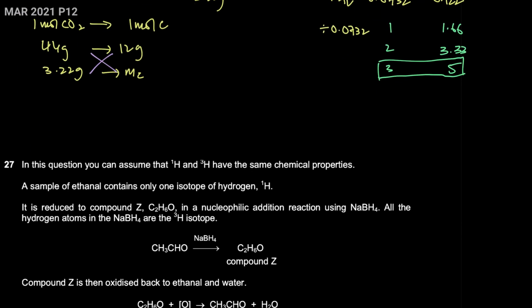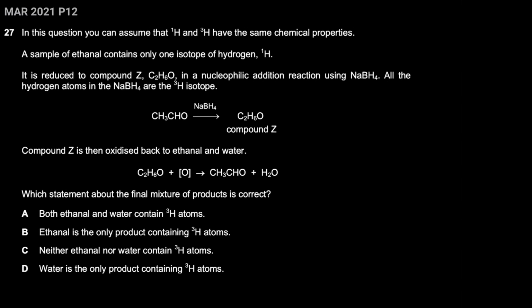Now the next question that we have is question number 27. Now this question says, in this question you can assume that hydrogen 1 and hydrogen 3 have the same chemical properties. There are 2 different isotopes of hydrogen. A sample of ethanal contains only 1 isotope, hydrogen 1, and it is reduced to compound Z in a nucleophilic addition reaction using NaBH4. All the hydrogen atoms in NaBH4 are the hydrogen 3 isotope. So this is the reduction of ethanal using the reducing agent NaBH4 to form ethanol, right?